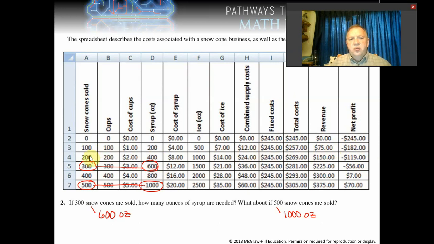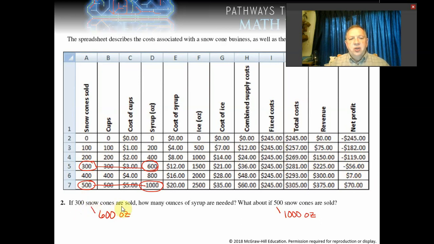For 200 snow cones, it's going to cost me 200 cups, 400 ounces of syrup, and 1,000 ounces of ice. My combined supply cost would be $24. Here is my total cost, my fixed plus my per unit cost. And my revenue now, I'm going to make $150. My net profit is negative 119. I continue with this all the way through until I start showing a profit of $70.